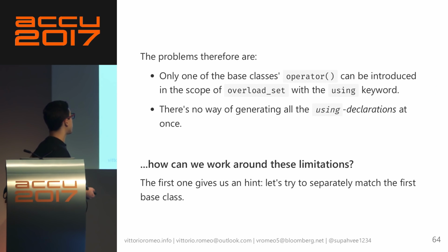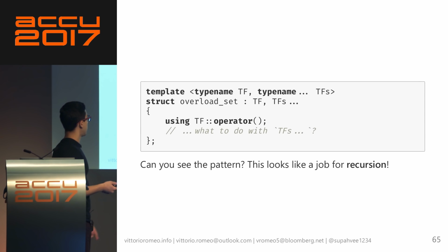So the problem is that since we cannot expand all the using declarations in place, we can only refer to one of the base classes' operator call and introduce it into the scope of the overload set with the using keyword. So we can match only one of them. And there is no way of generating all the using declarations at once. So how can we work around these limitations? Well, the first limitation actually gives us a hint. If we can match one of the base classes, we can match that one and then do some sort of recursion on the rest of the types.